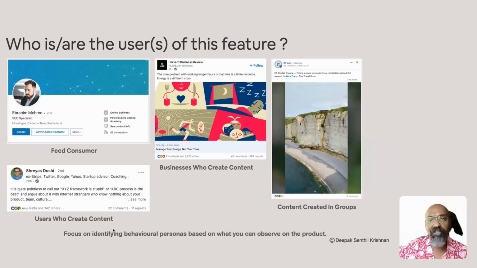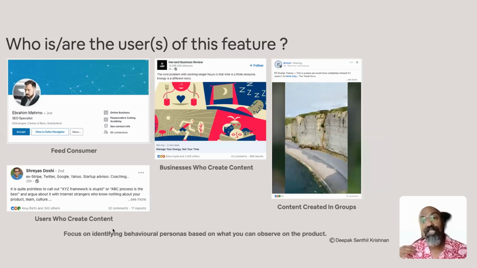The first and obvious is probably the feed consumer, and this is everyone, right? It could be a graduate, it could be a sales professional, it could be someone who's looking for a job, it could be someone who is 10 years into their career. It really doesn't matter. But ultimately, you are someone who is on that news feed to consume information, right? So you're a consumer of information.